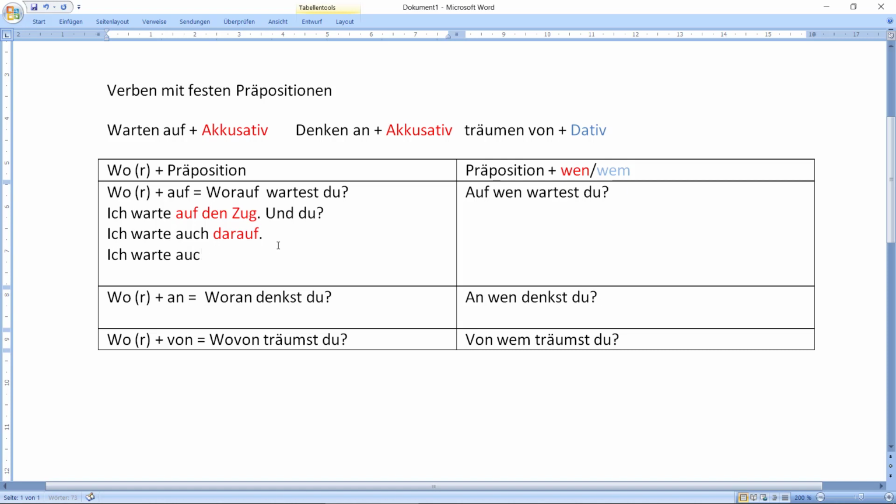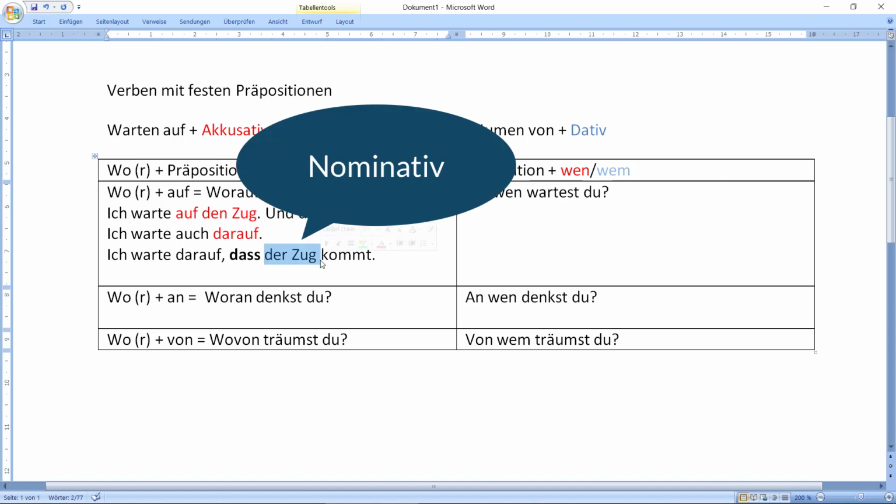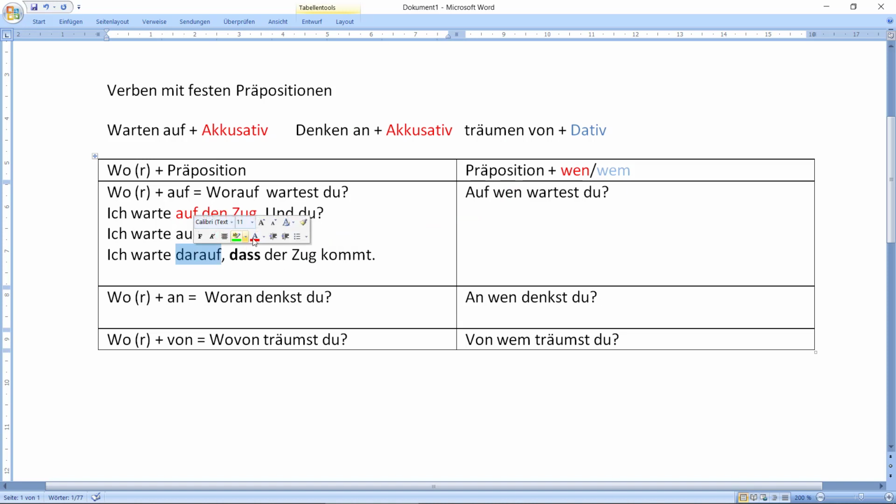Ich warte darauf, dass der Zug kommt. This is the dass sentence, an important one in German. And dass der Zug kommt, in this case we do not have Akkusativ, it is Nominativ. Dass der Zug kommt. Was kommt? Der Zug. Ich warte darauf. I'm waiting for it. I'm waiting for the train.